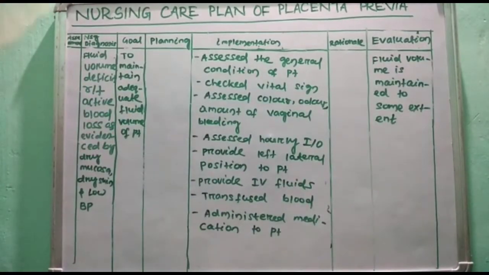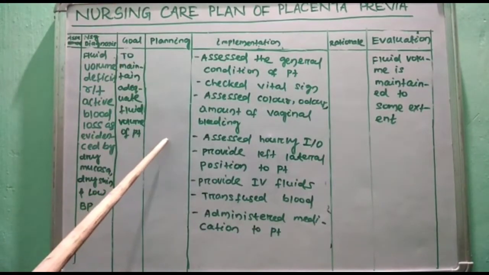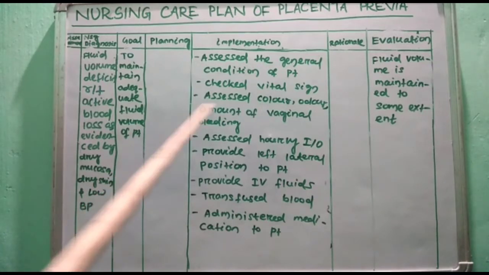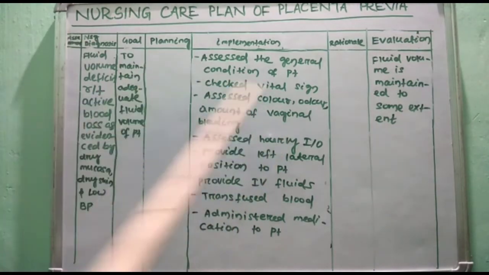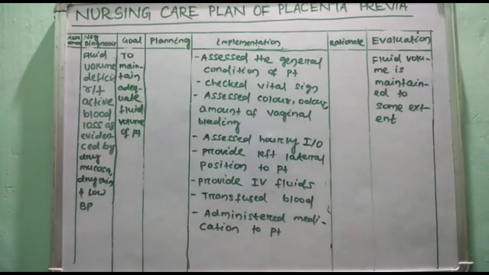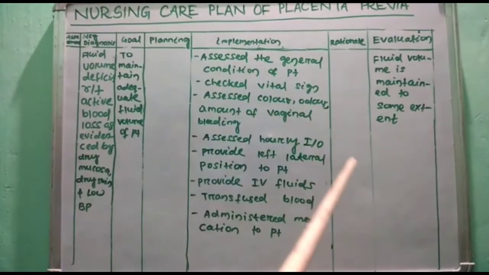Next planning is hourly intake and output of the patient to be assessed. Implementation is assess the hourly intake and output of the patient, rationale is to know the hydration level or fluid volume of the patient. Then next planning is left lateral position to be provided to the patient. Implementation is provide left lateral position to the patient, rationale is to decrease the pressure on the placenta and cervical os and improve the placental perfusion.